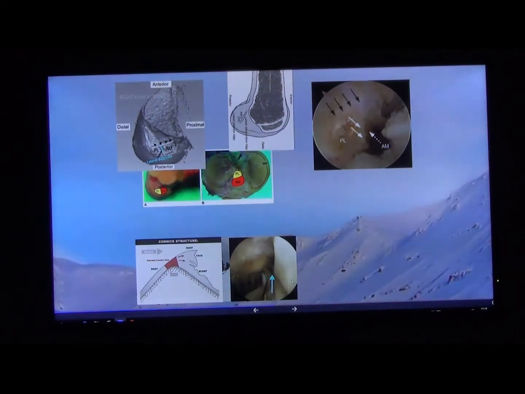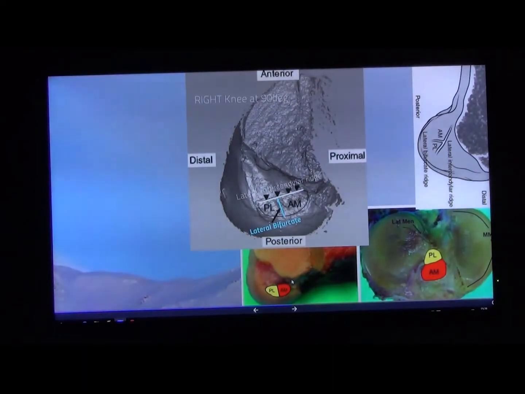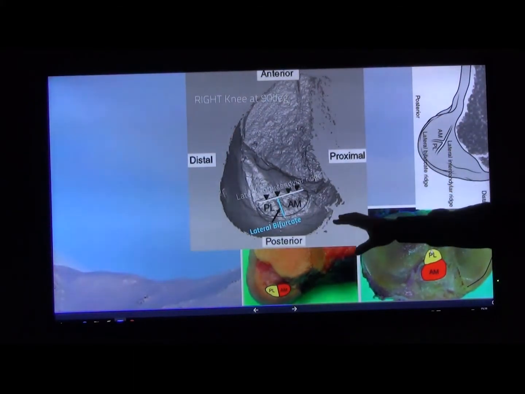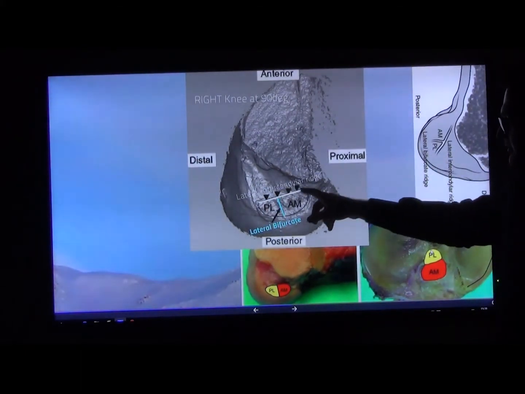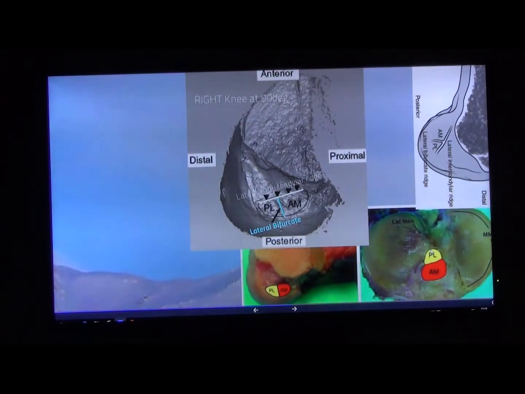We know there are two bundles, the anteromedial and posterolateral. They derive those names from where they sit on the tibia, not where they sit on the femur. They flip and rotate around each other. The shaft of the femur is going this way, in towards the lap, and you can see a white line, the lateral intercondylar ridge, the so-called resident's ridge, but we're not going to call it that now. Posterior to that are the posterolateral and anteromedial bundles, and what separates the two is this lateral bifurcate ridge. This is a right knee at 90 degrees.